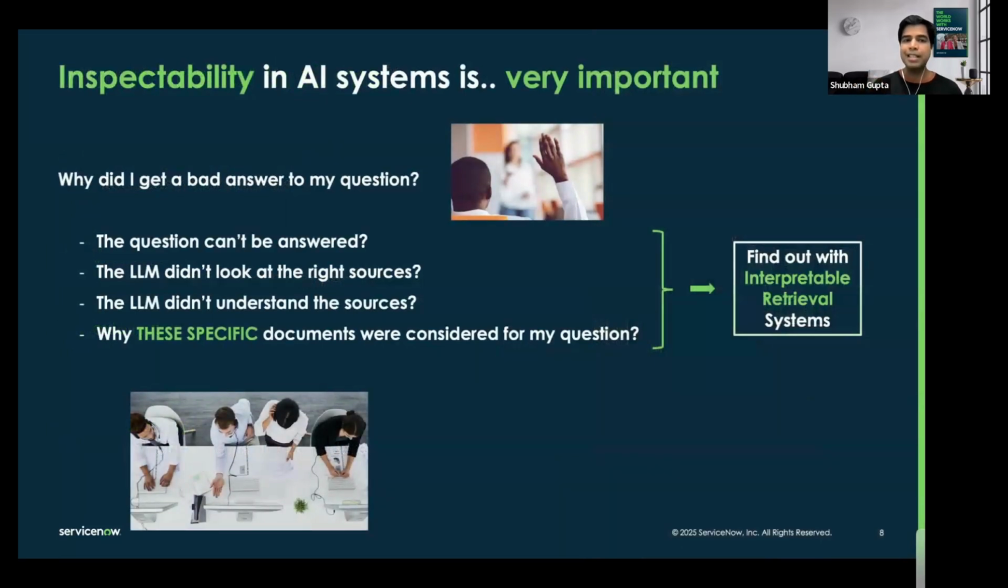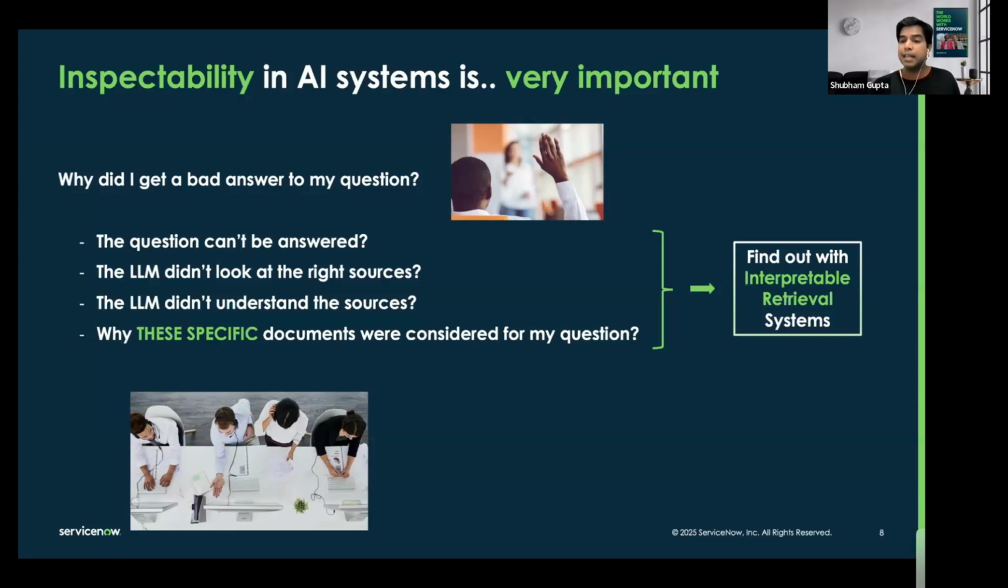So I want to stress that this inspectability is very important. Let's say you have a system in production where a user asked a question and did not get a very good answer. They are asking why they got a bad answer to their question. Because of these interpretable retrieval systems, we can ask questions like: maybe that particular question could not be answered.